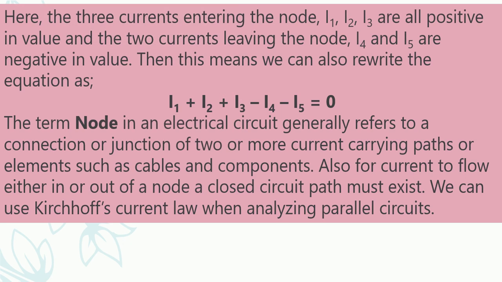The term node in an electrical circuit generally refers to a connection or junction of two or more current carrying paths or elements such as cables and components. Also, for currents to flow either in or out of a node, a closed circuit path must exist. We can use Kirchhoff's current law when analyzing parallel circuits. You know, in parallel circuits, the current is divided, isn't it? So, you have solved those types of problems.